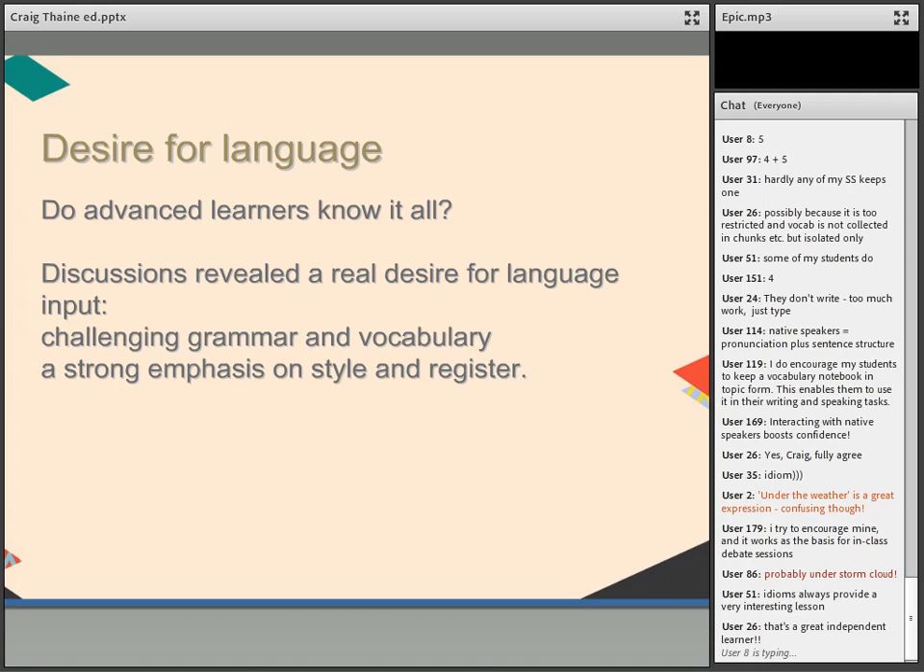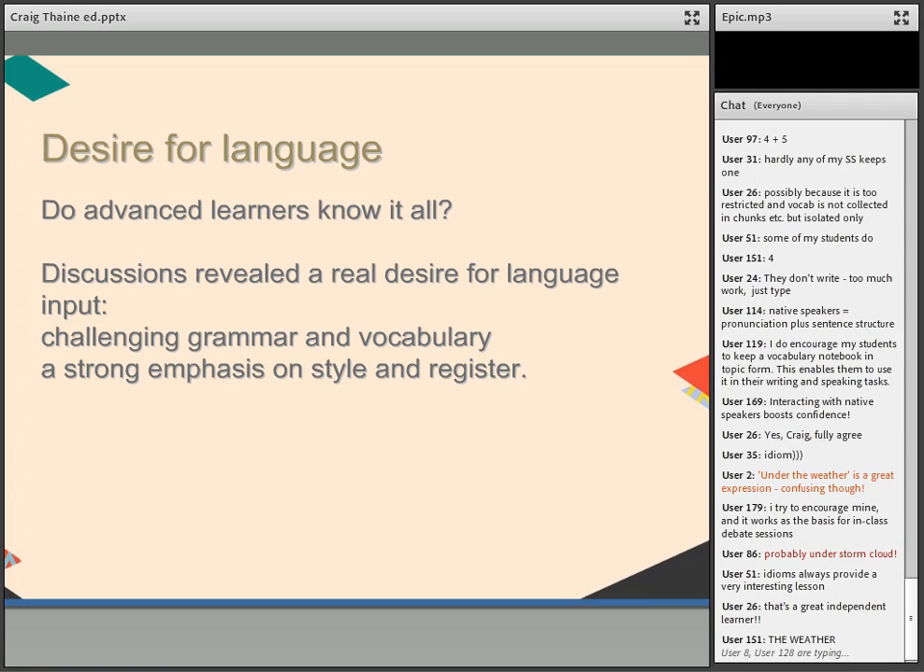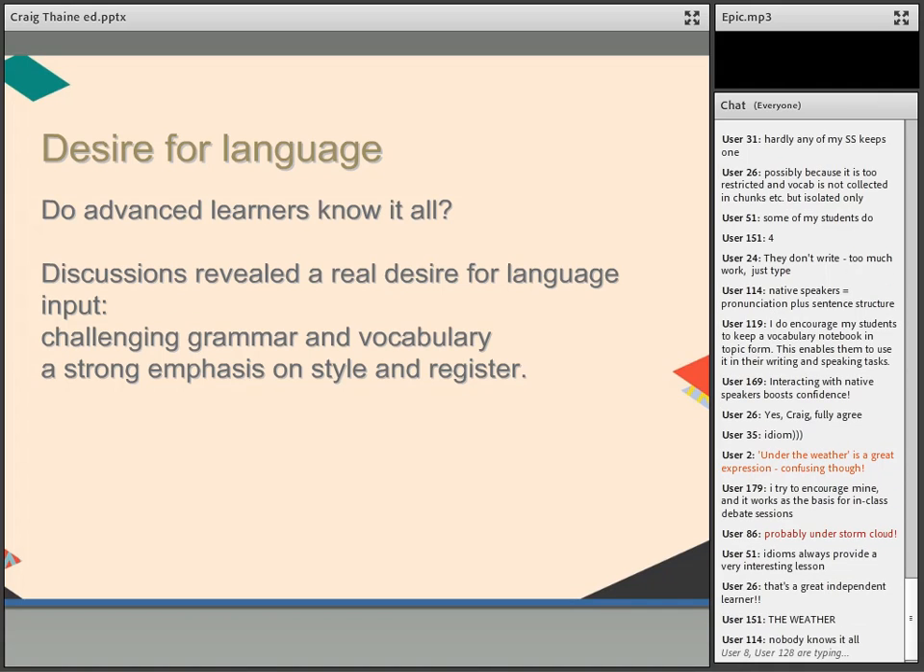So do advanced level learners know it all? I think no, they don't. My discussions with them revealed a real desire for language input. What they feel that they need and want is challenging grammar and vocabulary.